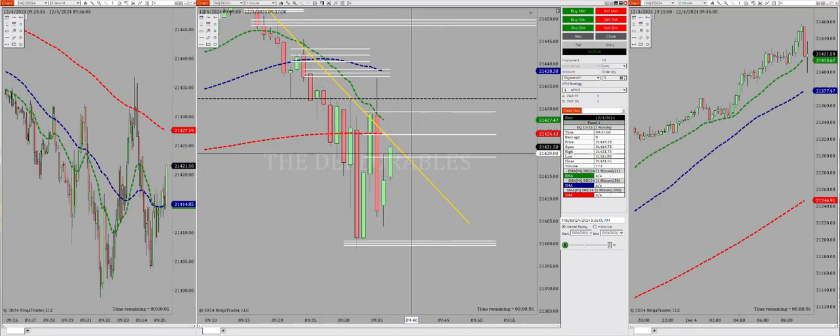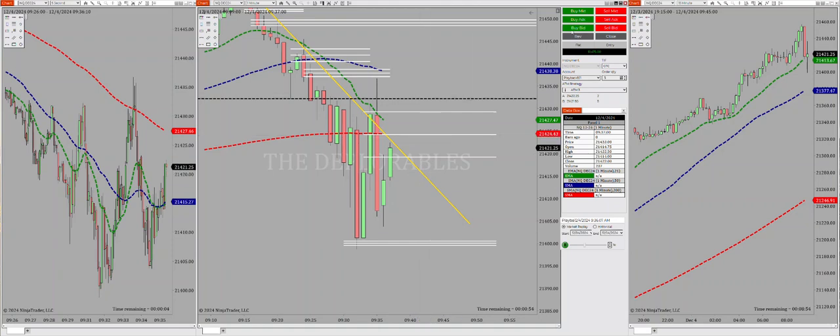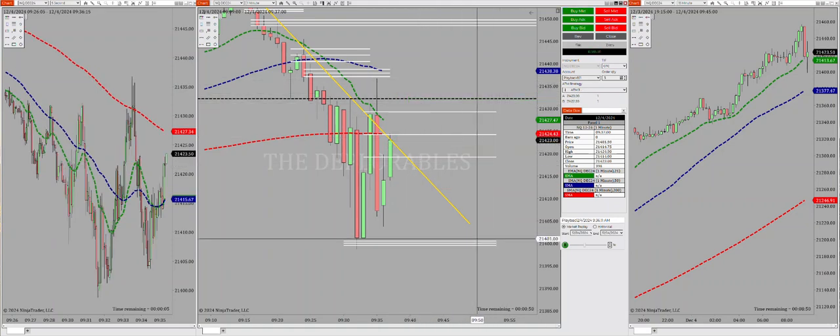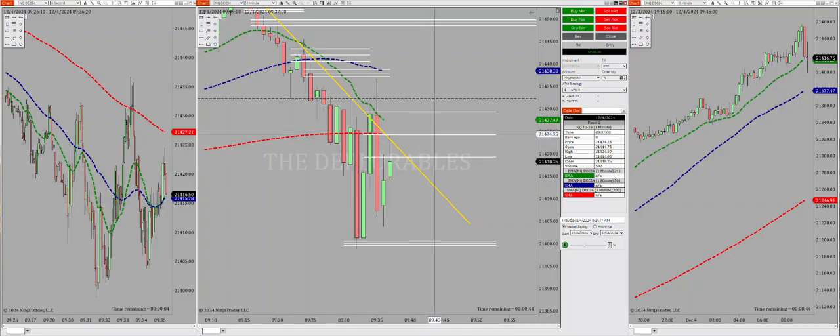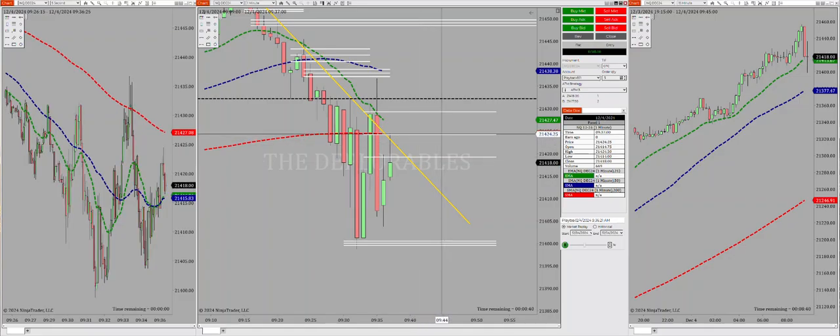That wick's taken out. We still have to mitigate this. Order filled. Target filled. Right there. I'm a little over 6 minutes in, over $1,500. Just talking and creating zones. That's been mitigated.